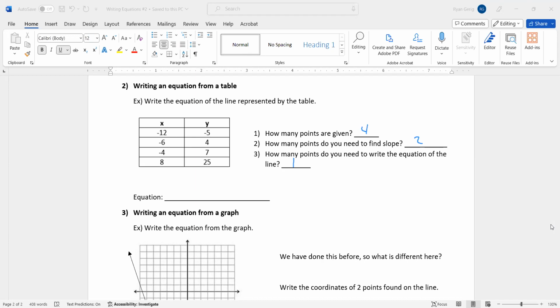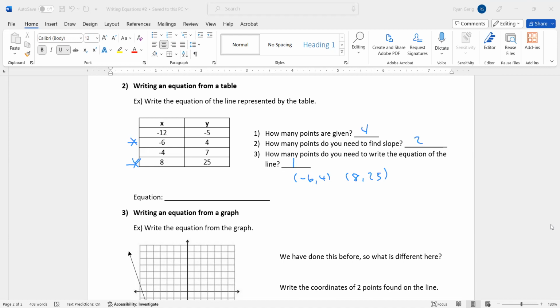All I'm going to do is identify the 2 points that I want to use to find the slope. It can really be any 2 points. I'll take this one because they're both positive, and I'll take this one just to show you that I can do this. So I'm going to write them out, negative 6, 4, and 8, 25. And now you can see this is exactly what we did in the previous example and the one before that.